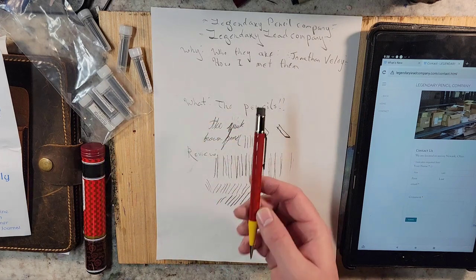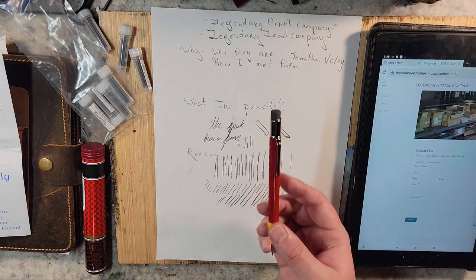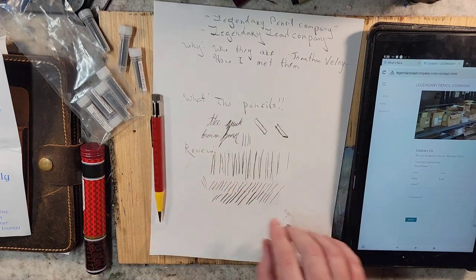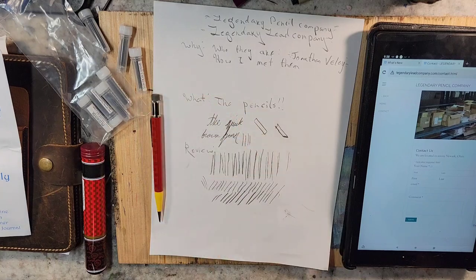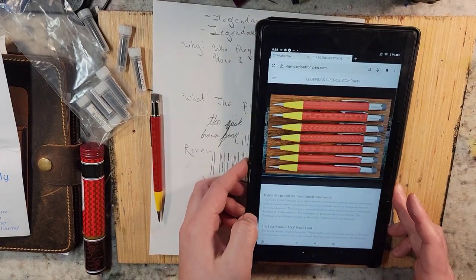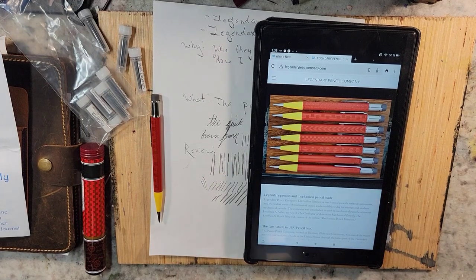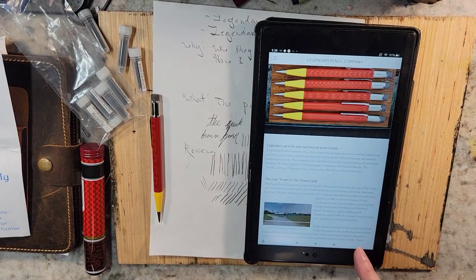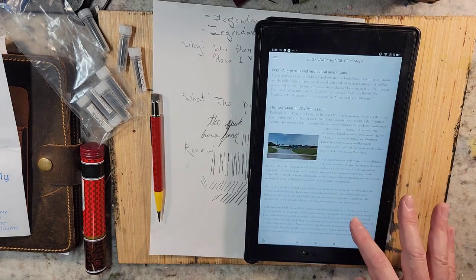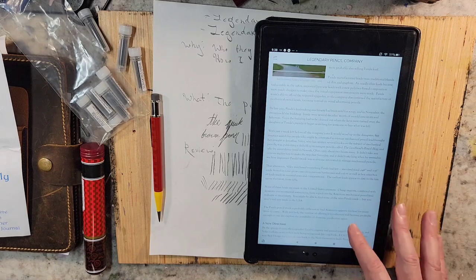And this pencil I've been drooling over and really wanting because it's really special. So let's talk about that. On his website, so this is Legendary Lead Company, Legendary Pencil Company, there's a write-up in history about his involvement in the research and the historical aspects.